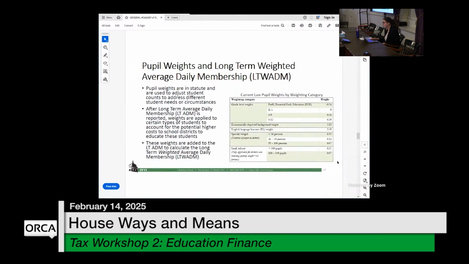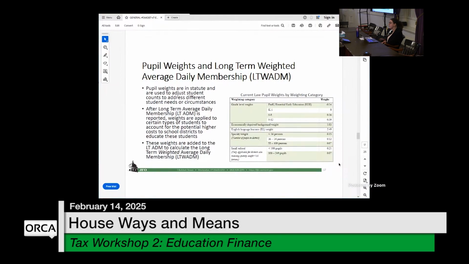So a lot of information on this slide. Again, more of a resource slide. But when we're talking about education spending per pupil, that's also a technical term in statute. And per pupil is essentially referring to per weighted pupils. And so what are pupil weights? Well, they're set in statute. They were changed in Act 127 a few years ago. And they're used to adjust student counts to address differing student needs or differing circumstances.